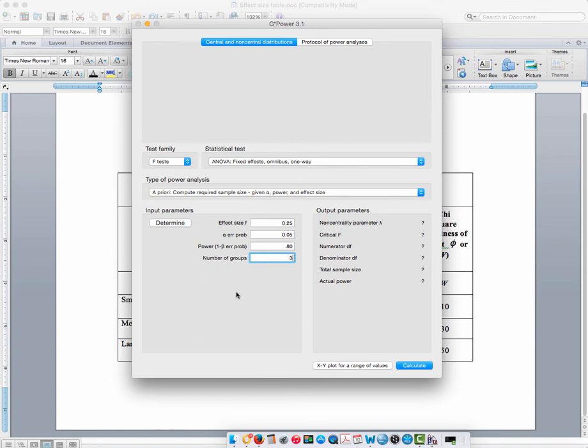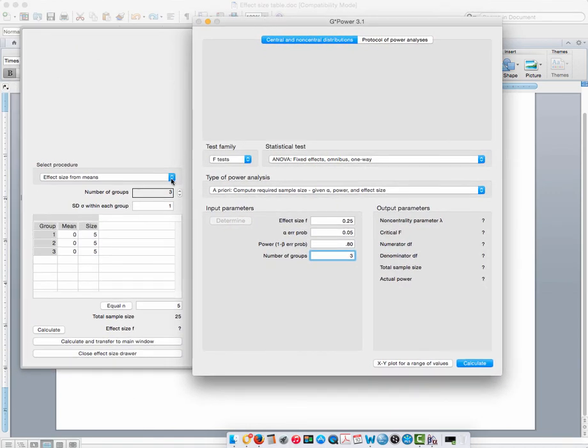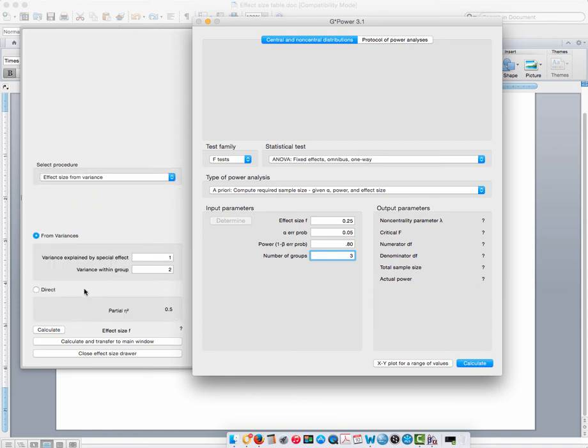Now, this effect size f is a term that we have not come across. We've been using the effect size partial eta squared. Now, there is a calculation that's not that difficult that you could do to calculate f, but you don't need to do it because G*Power will do it for you. You can click on Determine, and we can then toggle to the effect size from variance, and we can click on Direct.